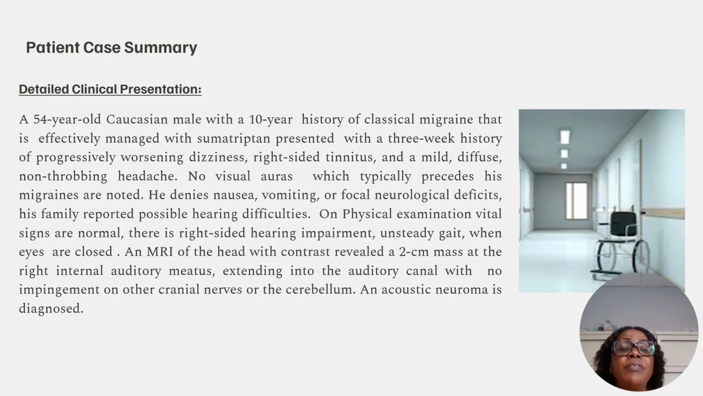An MRI of the head with contrast revealed a 2 cm mass at the right internal auditory meatus, extending into the auditory canal with no impingement on other cranial nerves or on the cerebellum. An acoustic neuroma is diagnosed.